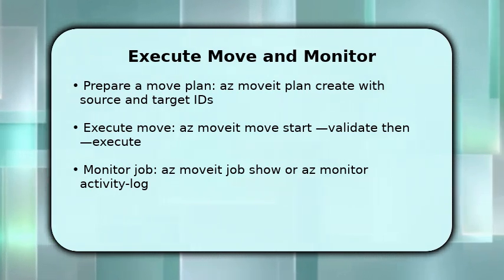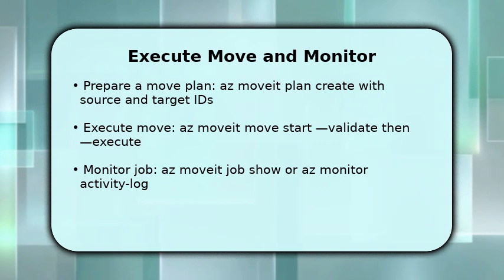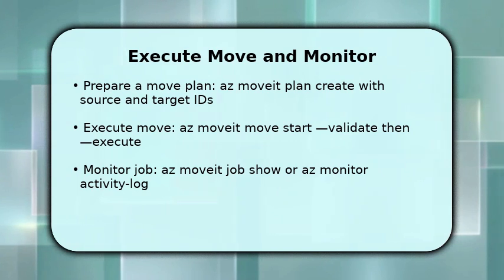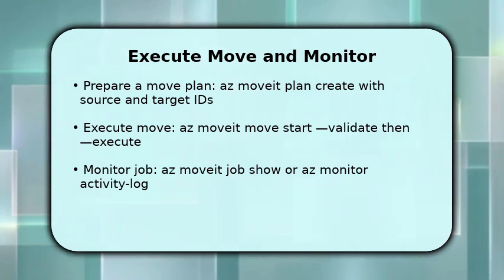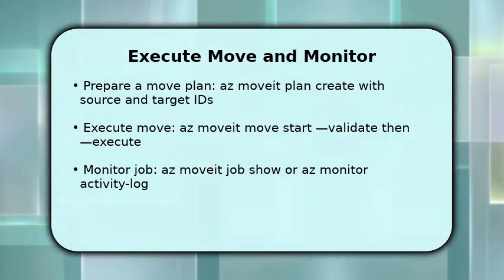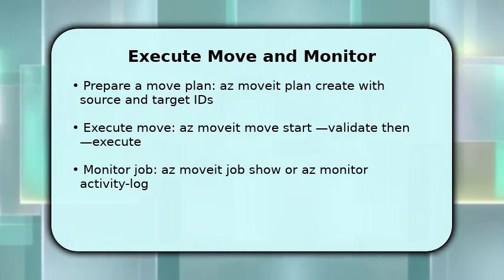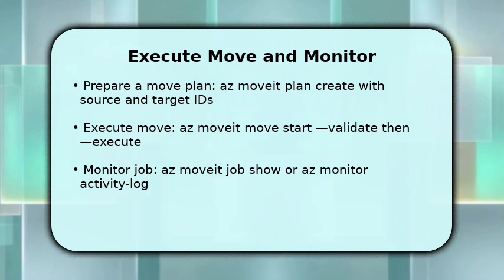Once validation passes, start the move with execute and immediately open the job monitor. Keep an eye on activity logs and provisioning state changes. If dependent resources fail, cancel and fix ordering. Use retries for transient failures, and note timestamps to correlate logs for troubleshooting.